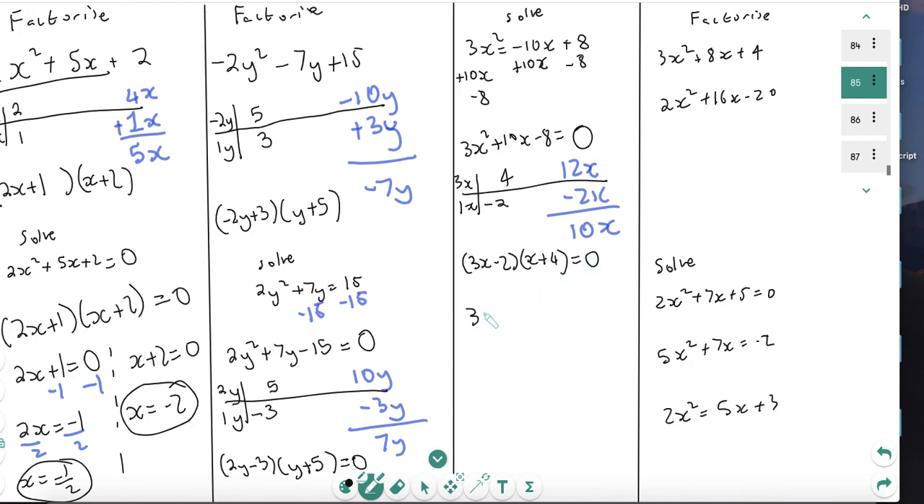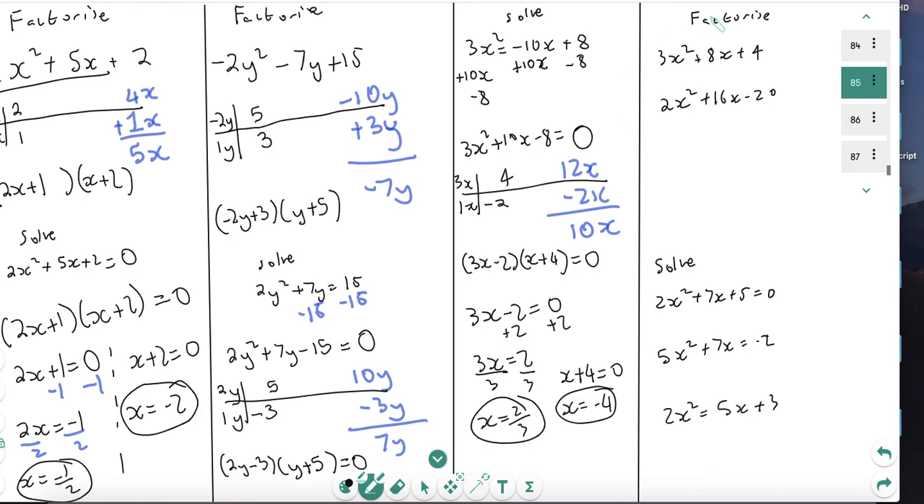We'll get the first term and solve. So x is being times by 3, then minus 2, so I'll plus 2. 3x equals 2. X is being multiplied by 3, so I'll divide by 3. X is equal to 2/3. And then I'll get the other one. X plus 4 equals 0. Something plus 4 is 0. X must be minus 4. And those are our answers.